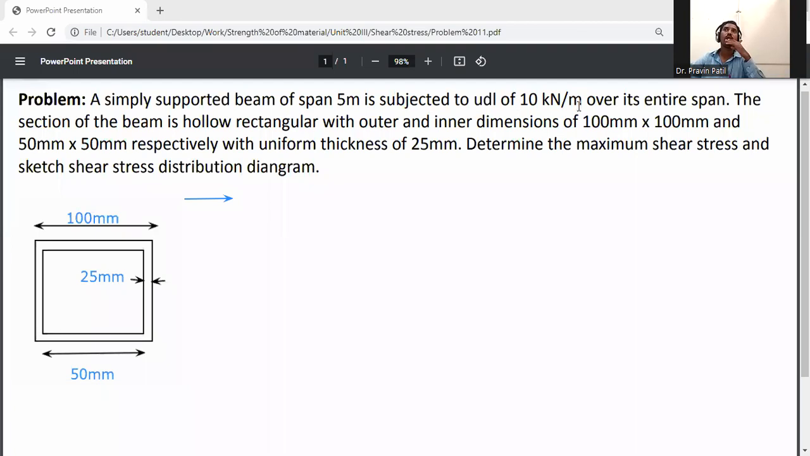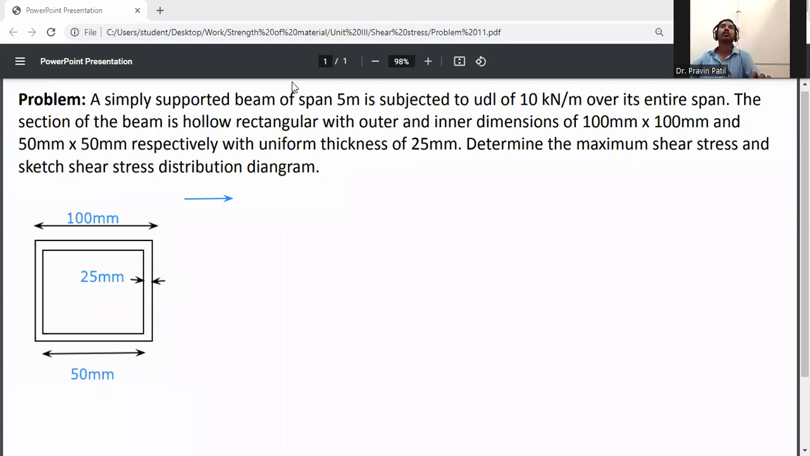The beam is subjected to a UDL load of 10 kilonewton per meter for its entire span. The section of the beam is hollow rectangular with outer dimensions of 100 by 100 and inner dimensions of 50 by 50 mm respectively, with a uniform thickness of 25 mm. Determine the maximum shear stress and sketch the shear stress distribution diagram.